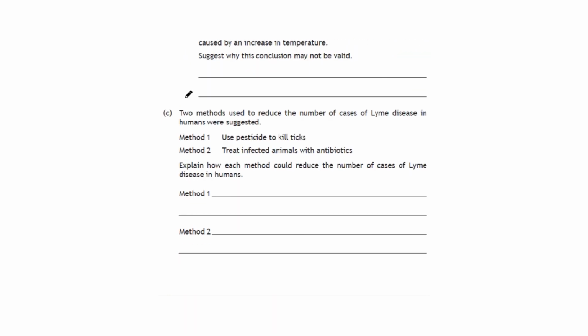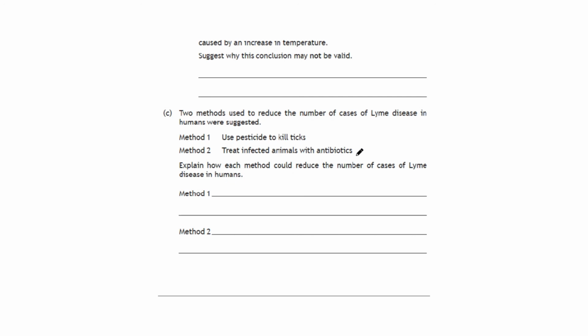And then finally, 2 methods used to reduce the number of cases of Lyme disease in humans were suggested. Number 1, use pesticide to kill ticks, and 2, treat infected animals with antibiotics. Explain how each method could reduce the number of cases of Lyme disease in humans. So method 1: if you use pesticide to kill the ticks, then you've got fewer ticks, and you need to have the second bit. So you get fewer ticks, which means fewer ticks to carry the bacteria which caused the Lyme disease. You have to link to that. So fewer ticks to carry the bacteria or to spread it. Or you could say the ticks have been killed so they can't spread the bacteria.